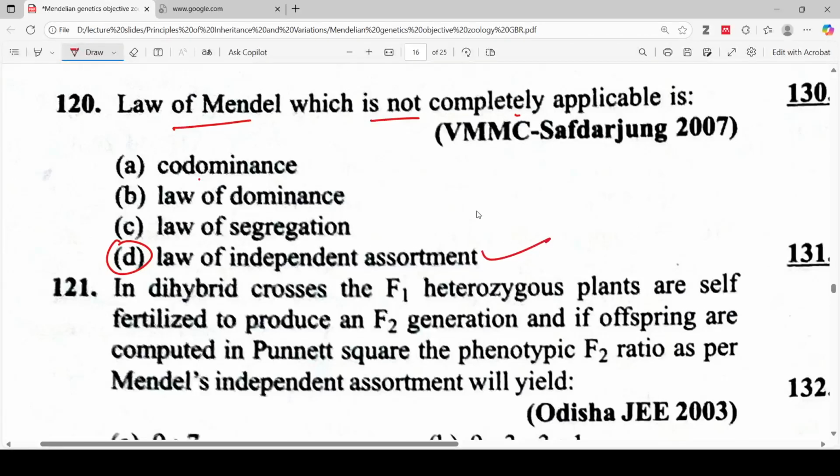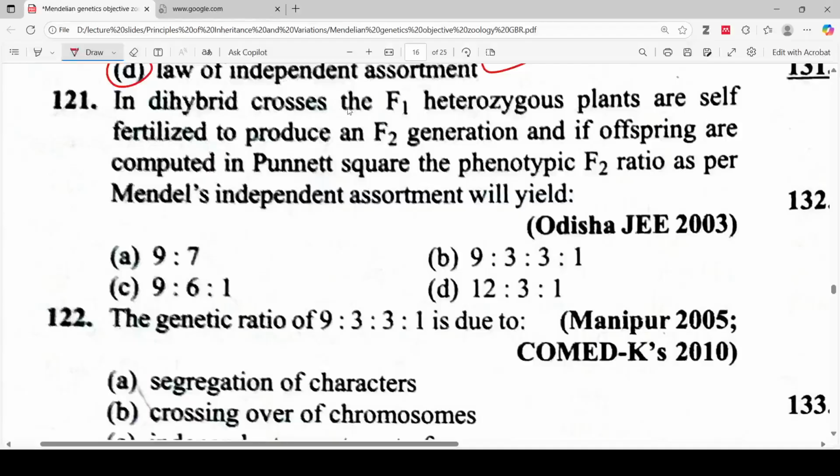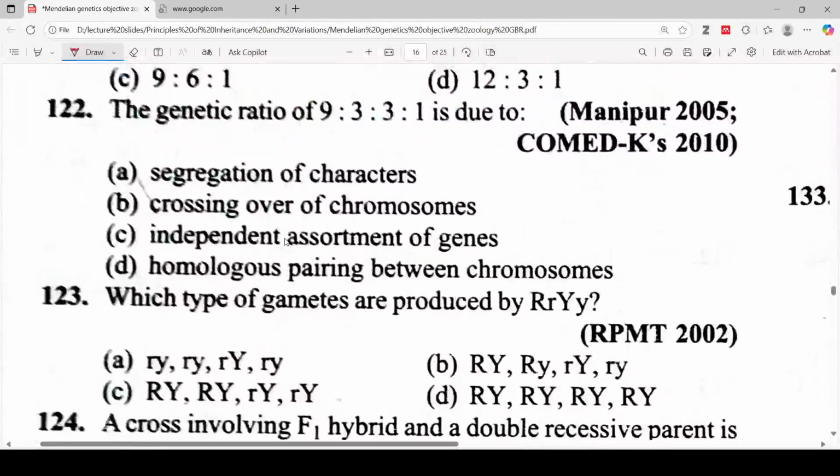Law of independent assortment. In dihybrid crosses, the F1 heterozygous plants are self-fertilized to produce the F2 generation, and if offspring are computed in a Punnett square, the phenotypic F2 ratio as per Mendel's independent assortment will yield. So the correct answer will be option B, 9:3:3:1.